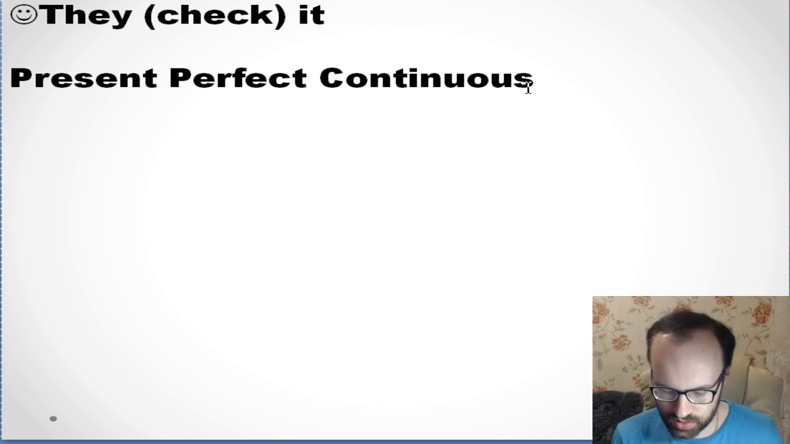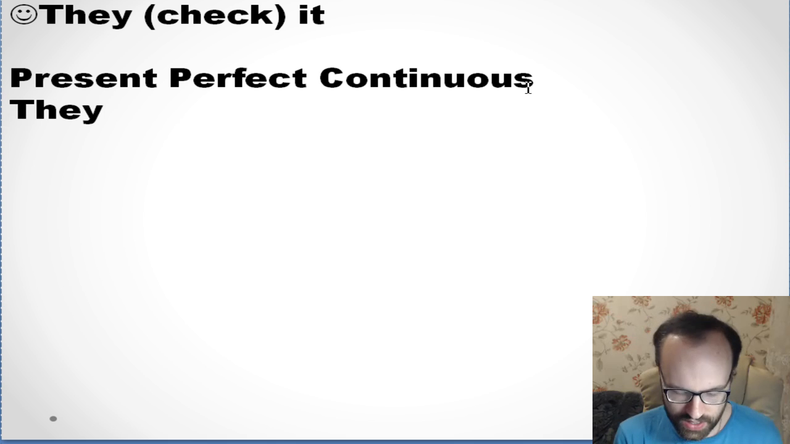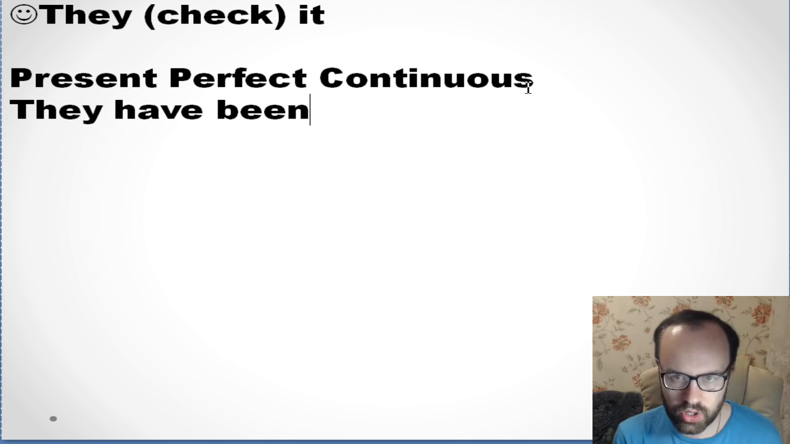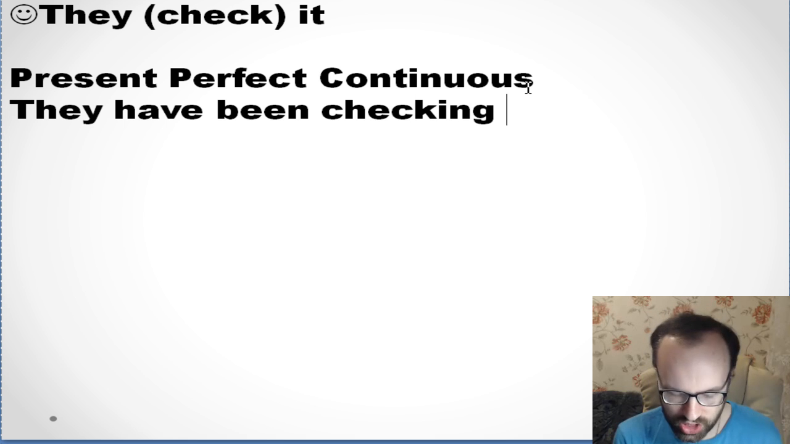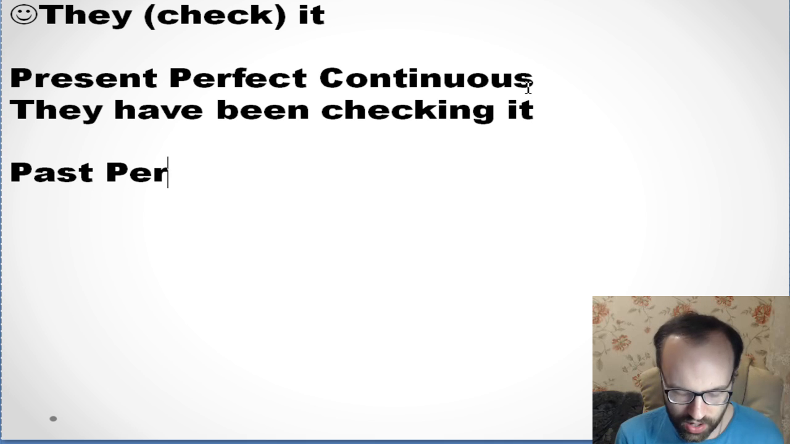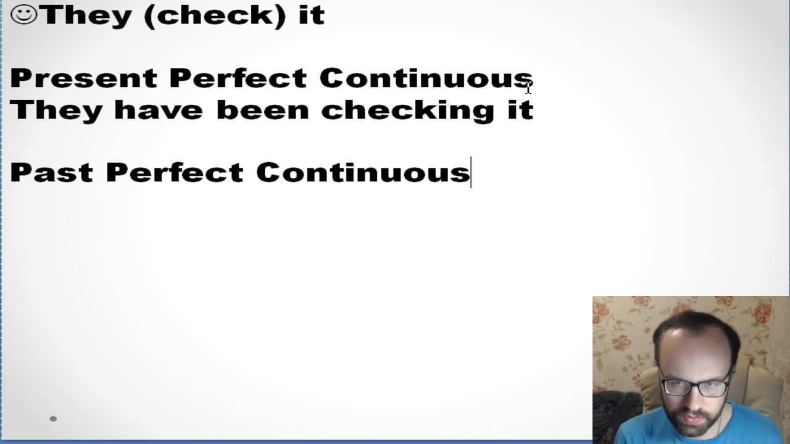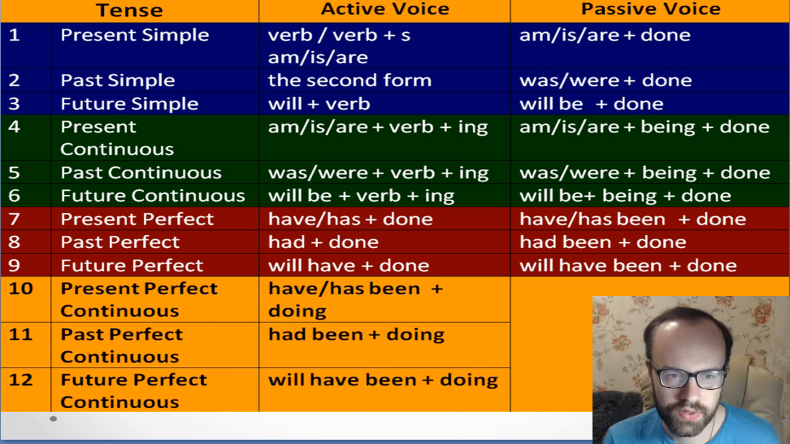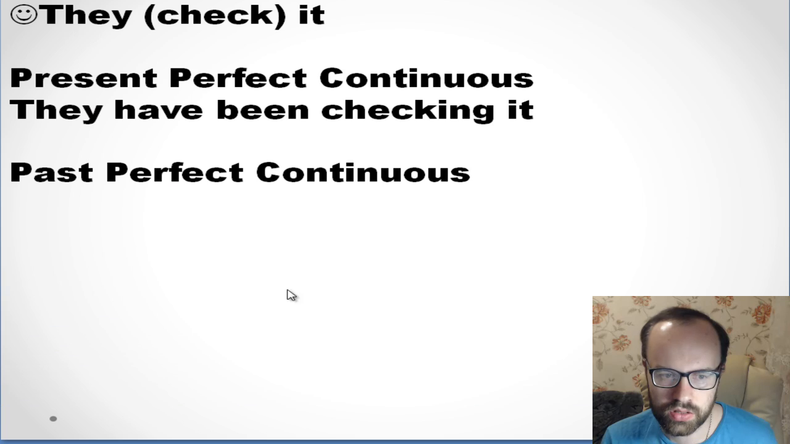Okay, so they have been plus verb plus doing, so they will have been checking it. Okay, what about past perfect continuous? Past perfect continuous. Okay, let's see. Had been plus doing.